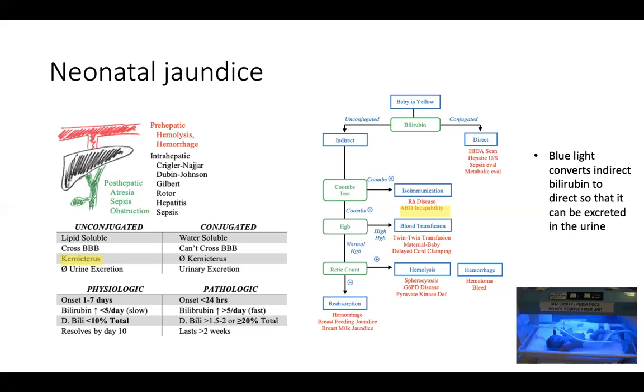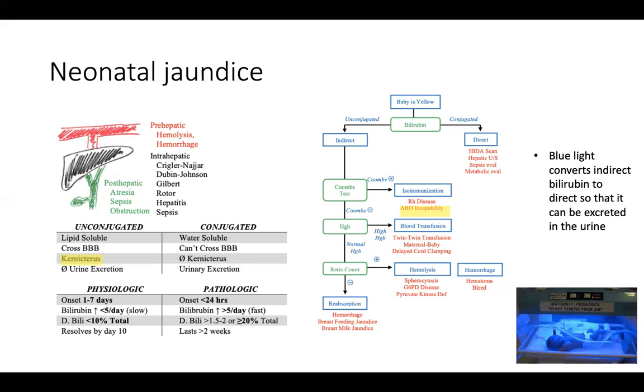And then for indirect, we've got some different methods. We think, okay, it's a blood issue, so let's get a Coombs test, or a direct antigen antibody test, to see if we have an ABO incompatibility. If we do, then there's our issue. Or if it's an Rh disease, that's also called isoimmunization.